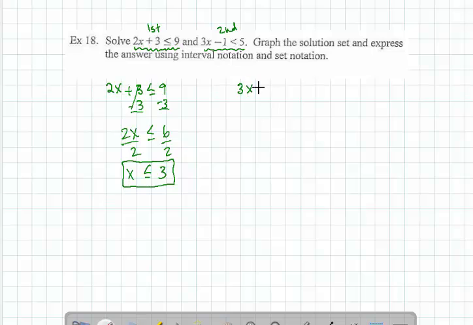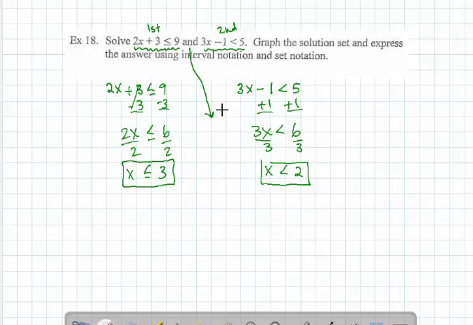Now we have 3x for our second inequality, 3x minus 1 less than 5. Get the x by itself. We add 1 to both sides. We divide by 3. And so on one hand we want numbers less than or equal to 3. On the other hand we want numbers less than 2. Now, something that you may have just read over and not paid any attention to is the word and.